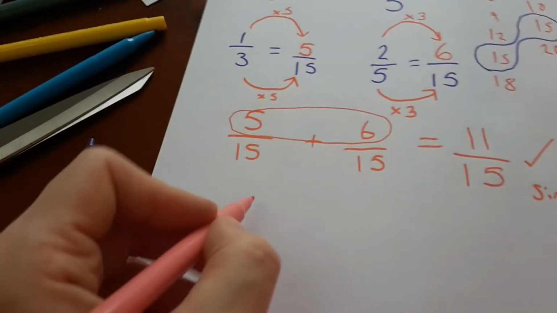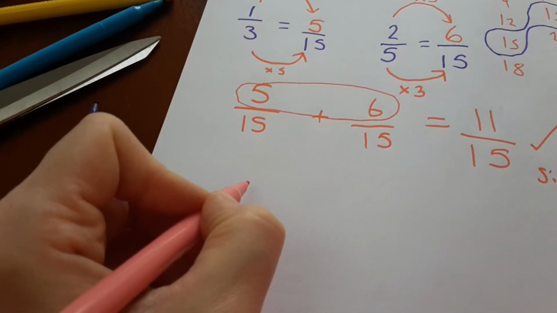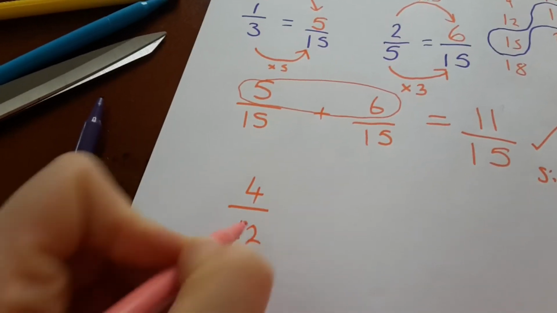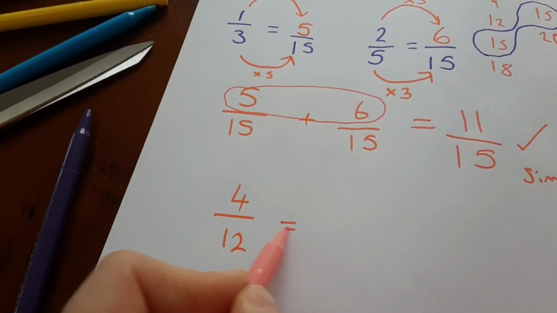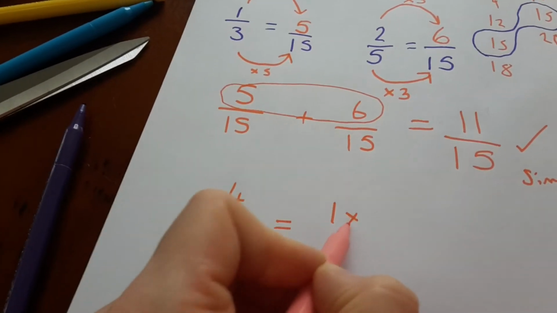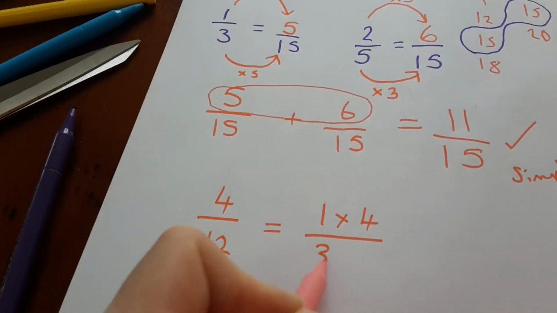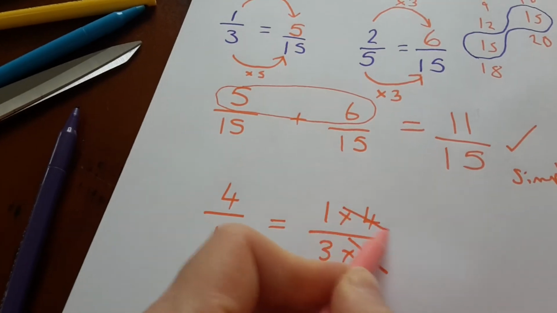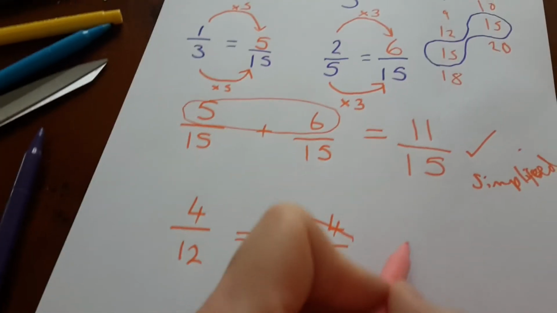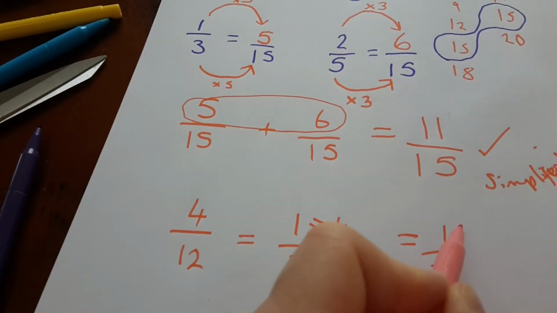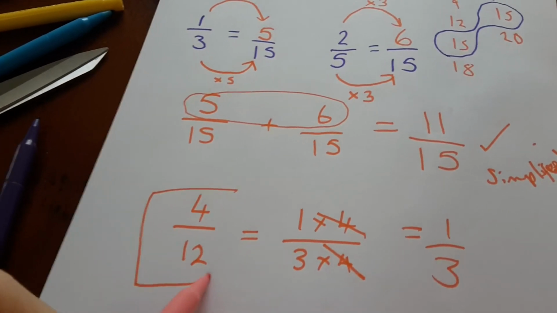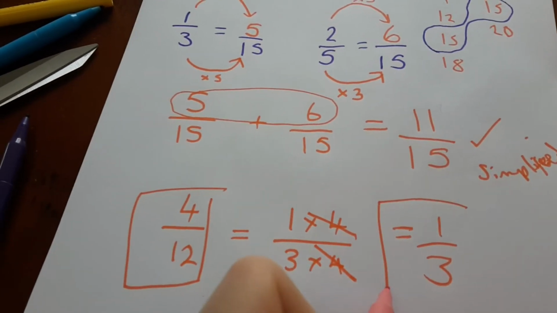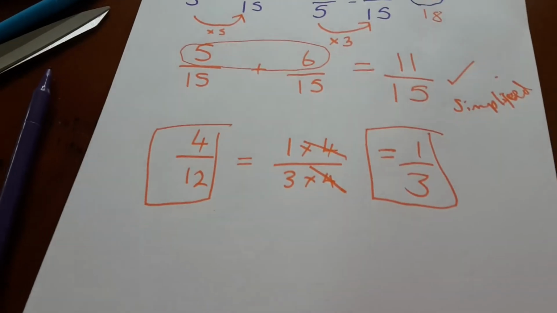Now, if you'd had an answer that came out something like 4 over 12, you must remember to simplify. So I know that 1 times 4 is 4, and 3 times 4 is 12. Cancel through any numbers that are identical on top, and that tells me that 4 12ths is exactly the same as a third, and I'll show you that now.